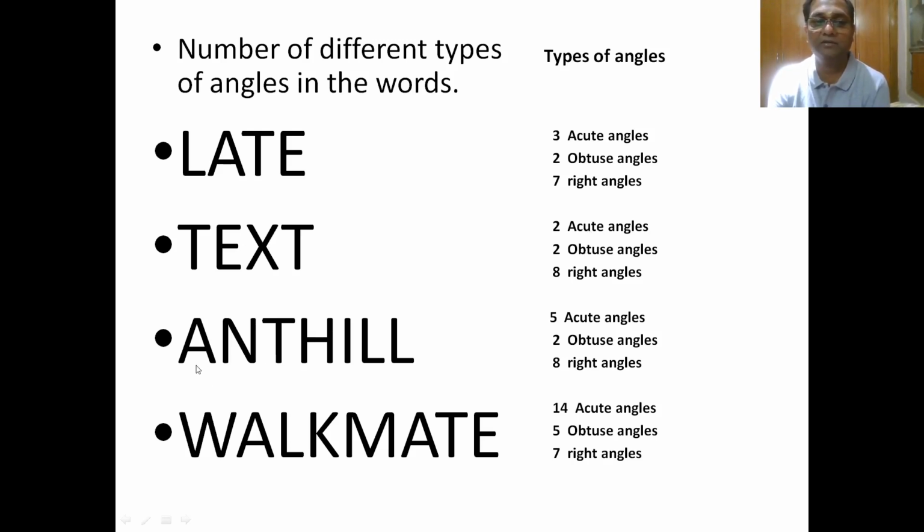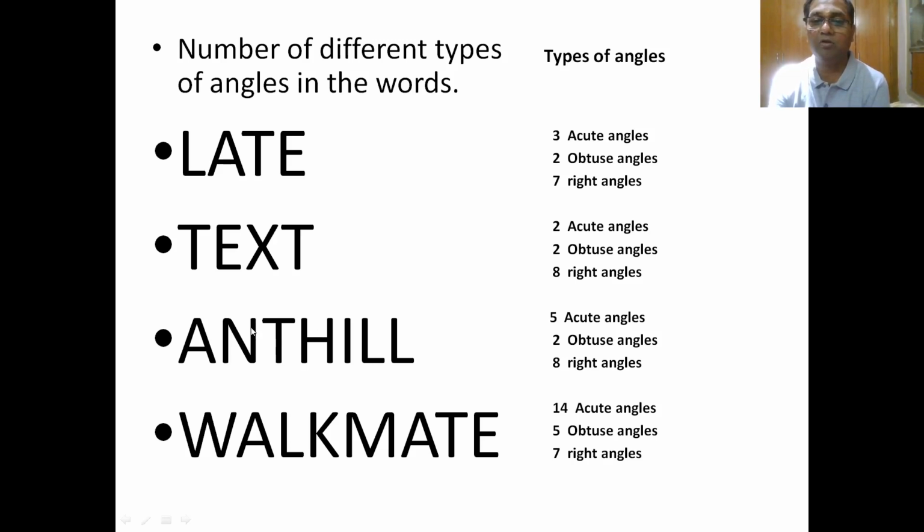Now let's take another word, ant hill. Here in A, you can see there are 3 acute angles, 2 obtuse. In alphabet N, 1, 2, 2 acute angles. Here 1, 2 right angles. In H, 1, 2, 3, 4 right angles. I, no angles are formed. L, 1 right angle. In this L, another right angle.